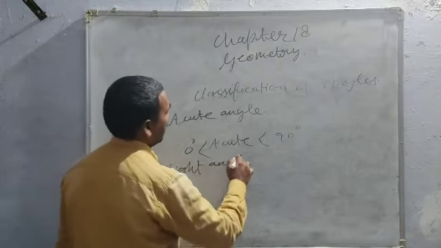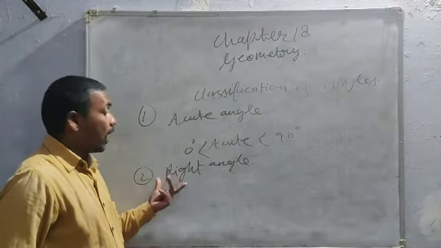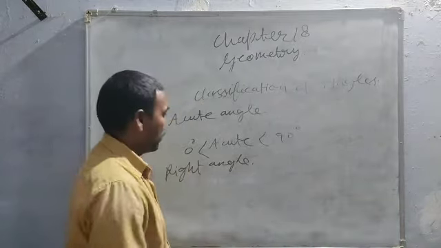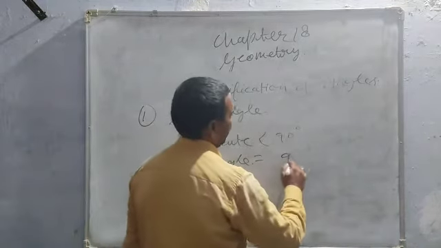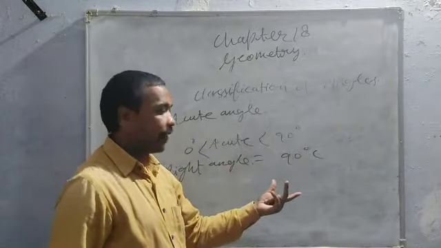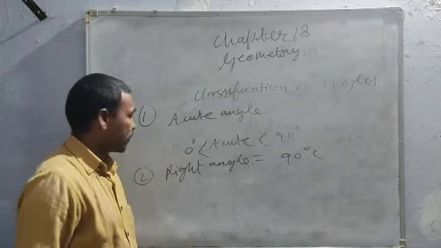After that, right angle. An angle whose measure is exactly 90 degrees. This is exactly 90 degrees, not less than 90 and not more than 90. So that angle is known as a right angle.